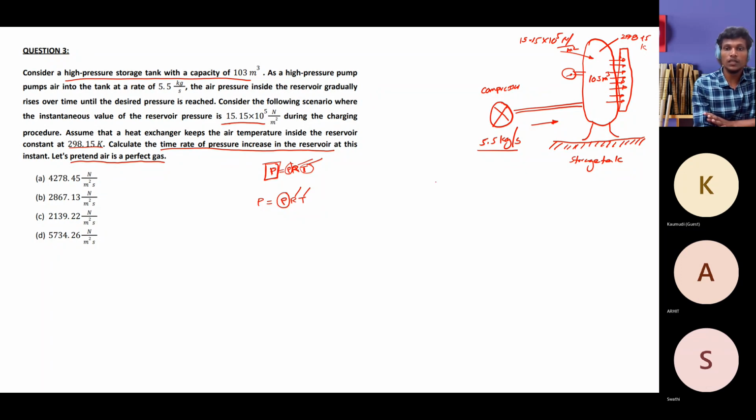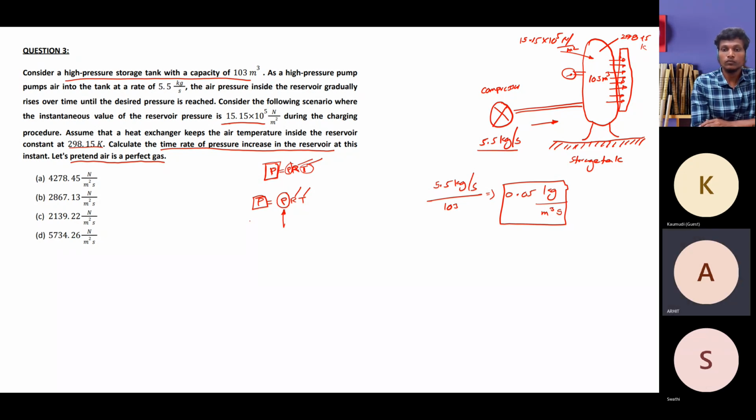Only the mass is varying, at 5.5 kg per second, inside the volume of 10^3 meter cube. So this is the rate of change of density, which you will get as 0.05 kg per meter cube per second. So if you substitute this rate of change of density in this equation, what will you get? The rate of change of pressure at that particular instant.